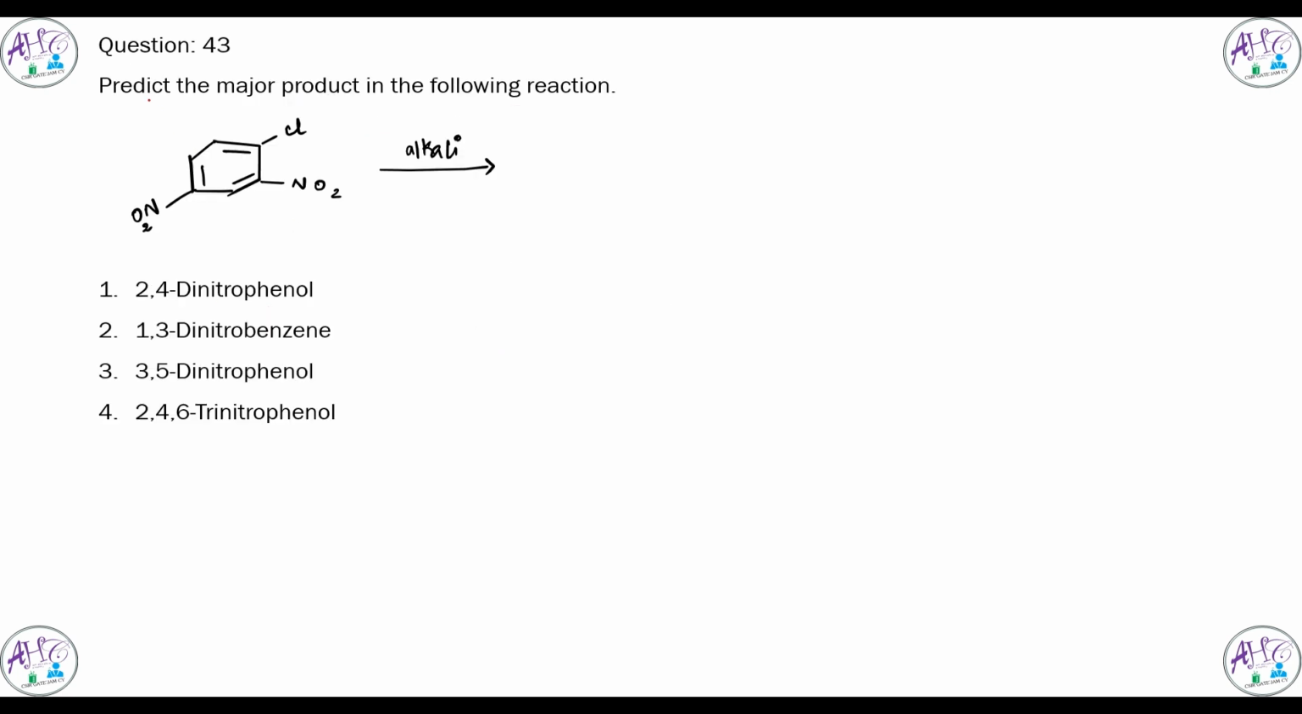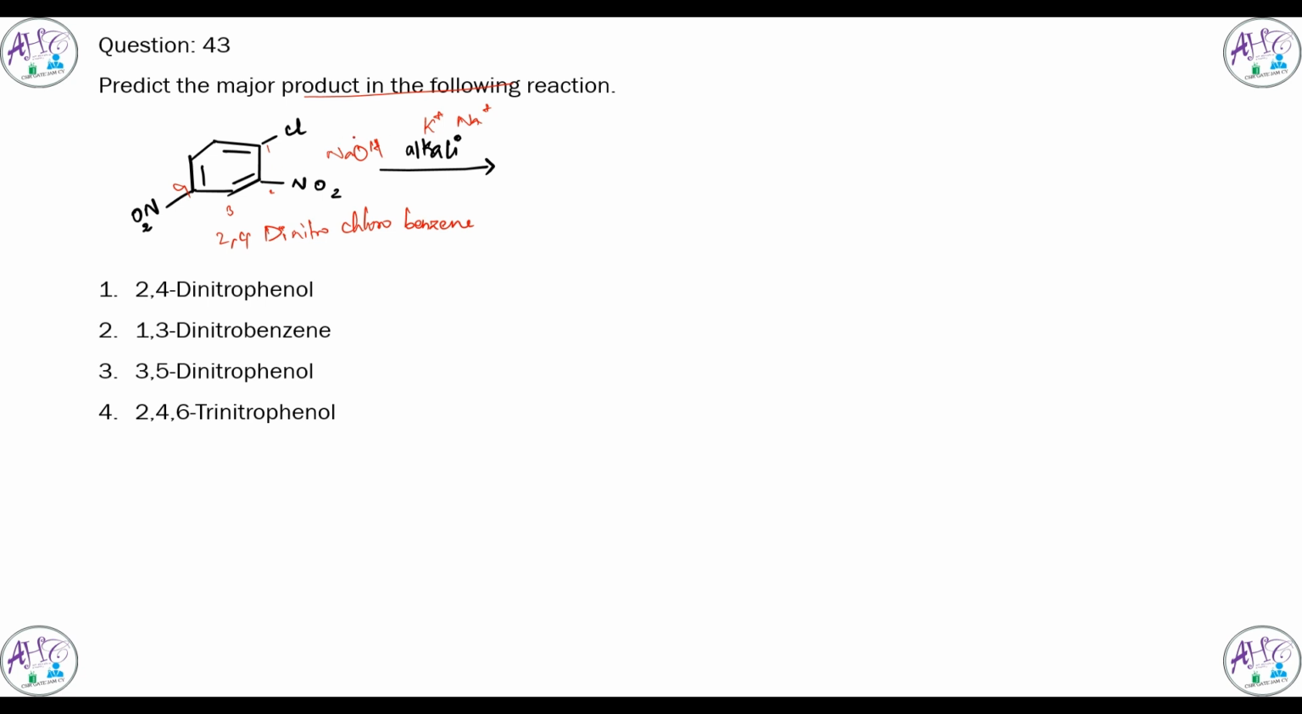Predict the major product in the following reaction. So they have given options 1, 2, 3, 4. They have given a 2,4 dinitrochlorobenzene, and we are treating it with alkali. The alkali can be potassium or sodium or anything. Let's say we have sodium, which will exist as Na+. So we'll take NaOH as an example.